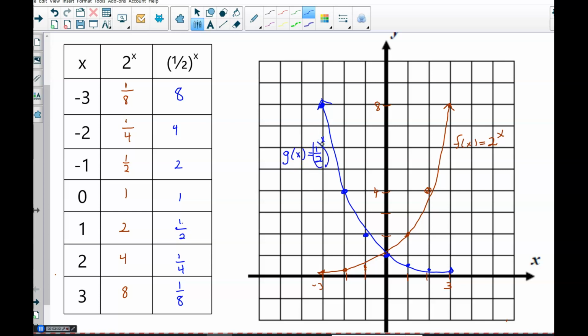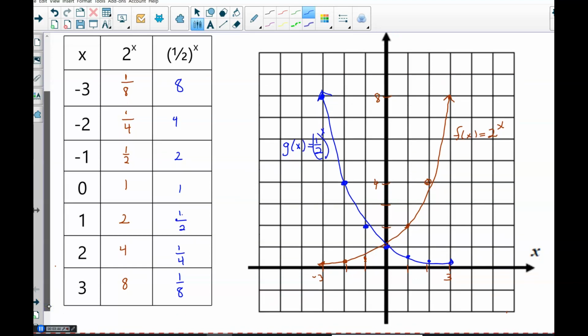Please take a look at both graphs, and do you notice something about them? Put the video on hold and think about it. So if you said that g of x is a reflection of f of x over the y-axis, you are absolutely correct. Okay, so before we continue, let's go over some characteristics of the graph.